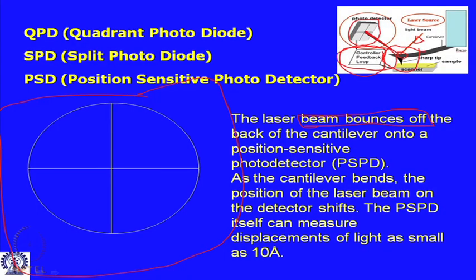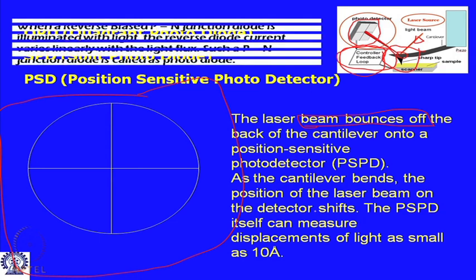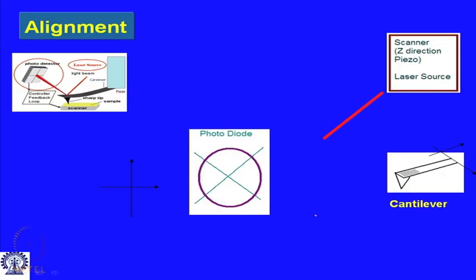As the cantilever bends, the position of the laser beam on the detector shifts. The PSPD itself can measure displacement of light as small as around 10 angstrom. Therefore, this gives unprecedented lateral resolution; down to about 10 nanometers lateral resolution is pretty routine without ultra high vacuum or anything, and a vertical resolution of a few nanometers is also achievable with an atomic force microscope. So, these things we talked about.